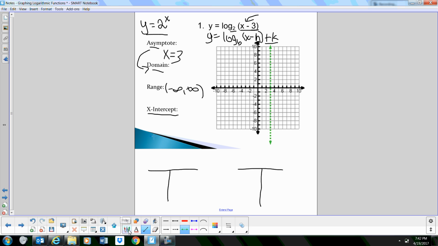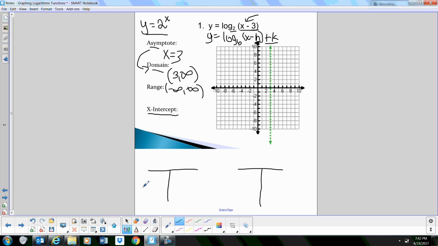Now that means our domain is either on the left or the right. Well, this one's not reflected, so it is going to stay on the right side of it. So we're going to go from 3 to infinity. So our graph is going to be on the right side over here. Now, our x-intercept, that's what we're going to get once we start shifting.